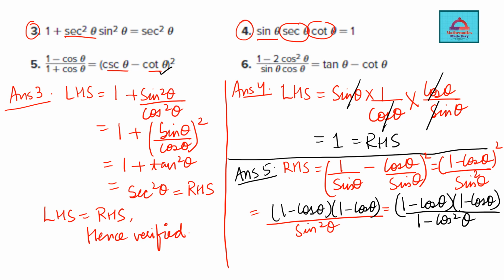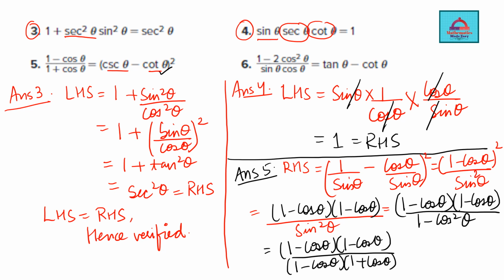So I'll be able to write this as 1 minus cos square theta. So we will now use a difference of square identity in the denominator. So this becomes 1 minus cos theta times 1 minus cos theta over 1 minus cos theta times 1 plus cos theta. So we cancel the common part and we are only left with the left hand side, which is this. So we have verified left and right, both sides are equal.